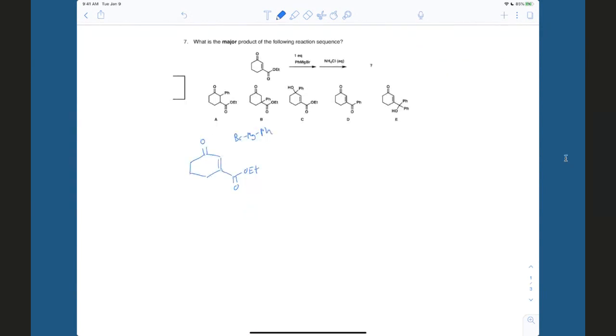These types of reagents will add into carbonyls faster than they do deprotonations. And this will be true for lithiums as well. So carbonyl, oh, I guess I already gave you part of the challenge. Carbonyl addition is faster than deprotonation.